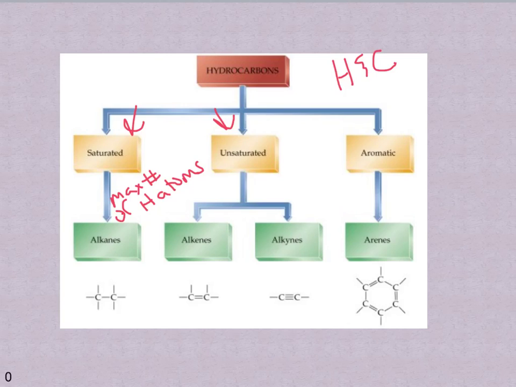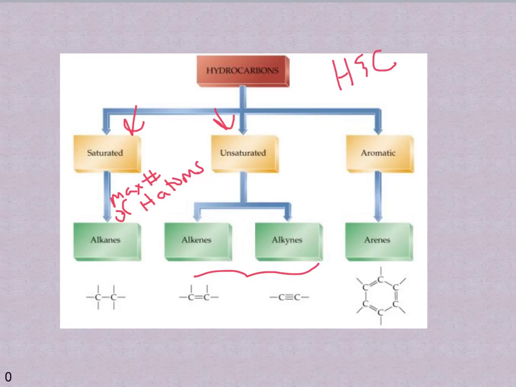When we look at unsaturated, which we look at for alkenes and alkynes, we see that we don't have the maximum number of hydrogen atoms. So if I look at the structures of a molecule with a double bond or a triple bond, I see that if I took away that double or triple bond, I could actually put more hydrogens into the molecule. So those are, as a group, known as the unsaturated compounds.